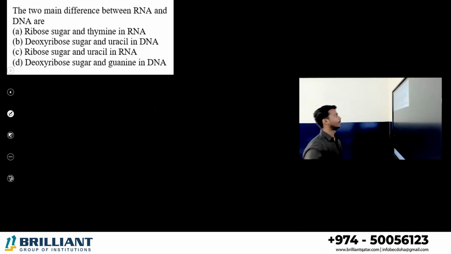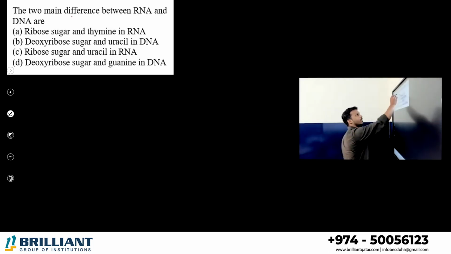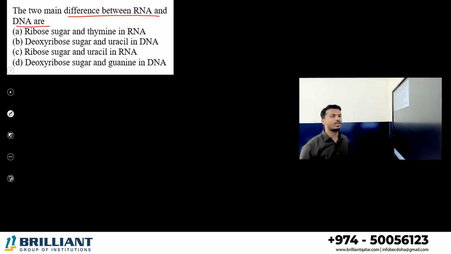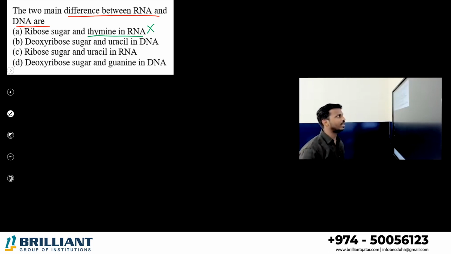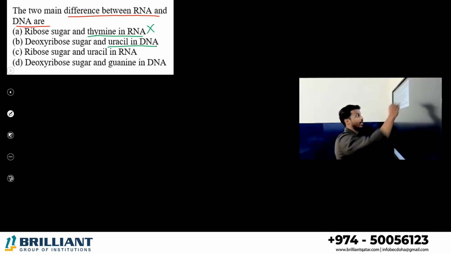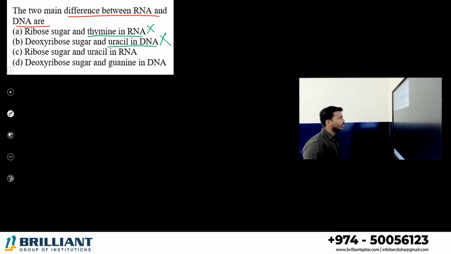Okay, dear all, next one. The two main differences between RNA and DNA are. What is the major difference between RNA and DNA? Option A, ribose sugar and thymine in RNA. Is thymine present in RNA? No. Deoxyribose sugar and uracil in DNA. Uracil is present in DNA? No, it is in RNA. Ribose sugar and uracil in RNA.